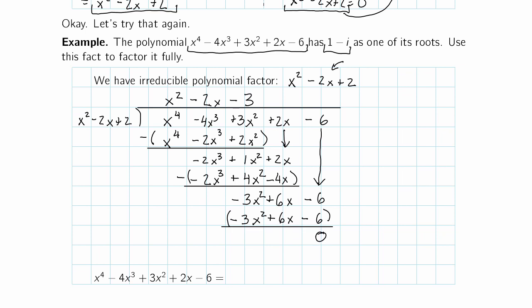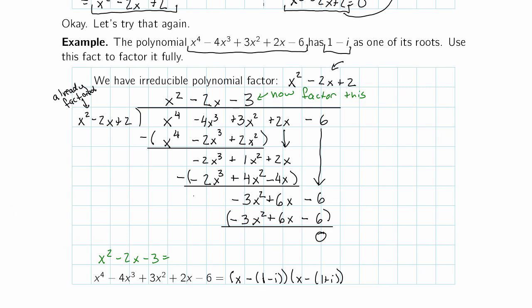We should get no remainder because we already knew the thing we were dividing by was a factor. Okay, now what? Well, this is already factored. That's how we got it. That was x minus 1 minus i times x minus 1 plus i. Now we need to factor this new quadratic. Well, let's see if the old techniques work. 3 terms, quadratic, leading coefficient is 1. We can use the shortcut. We need 2 numbers that multiply to negative 3, add up to negative 2. Negative 3 and positive 1 will do it. So our last 2 factors are x minus 3 and x plus 1.